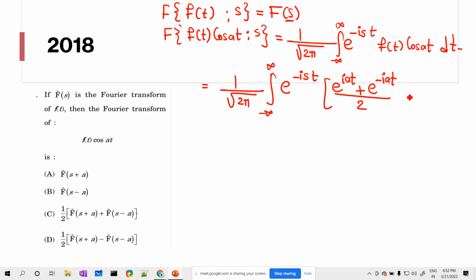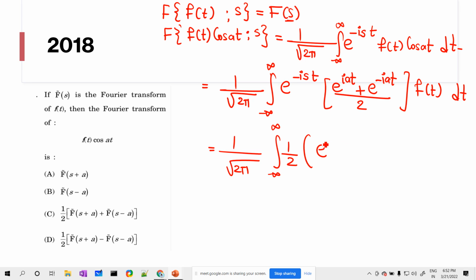f of t dt. So this is the same as 1 upon root 2 pi integrating minus infinity to infinity, that half is there. With that half I have e raised to minus i t, I take it outside, inside the bracket I will have s minus a, that is multiplied with f of t, plus e raised to minus i t, I take it outside, inside the bracket I will have s plus a, which is multiplied with f of t, and the whole thing dt.